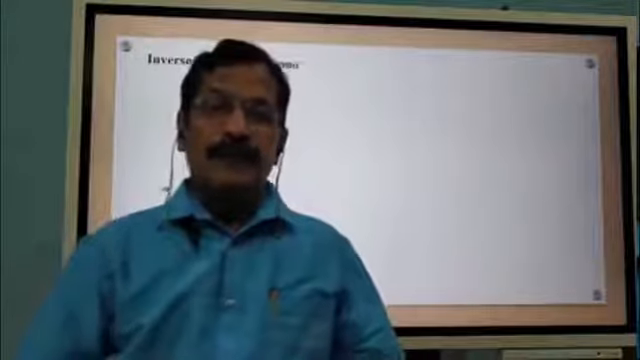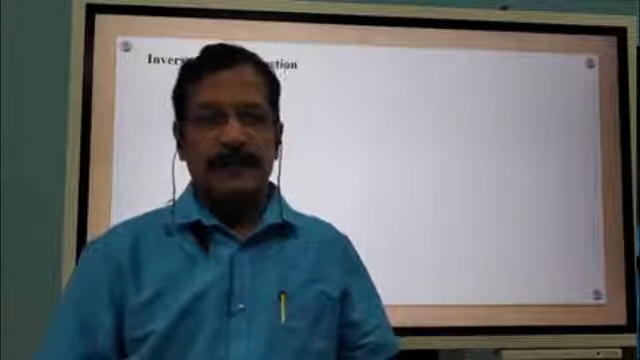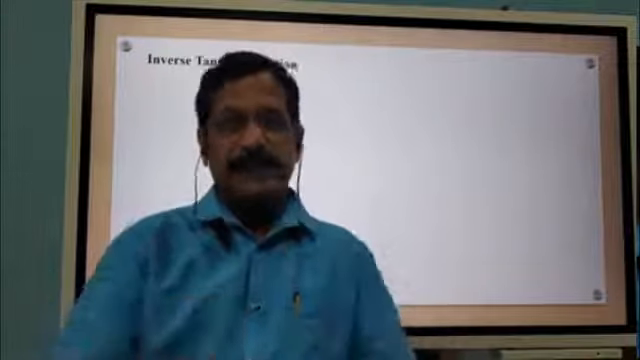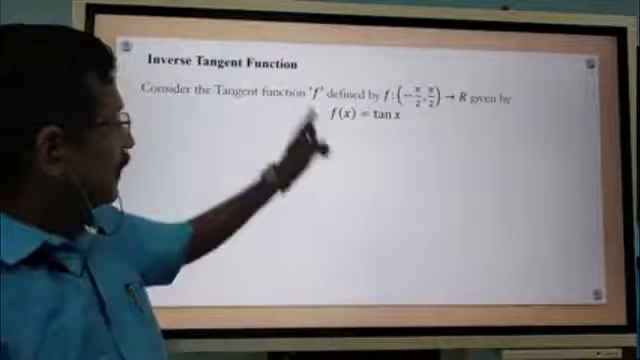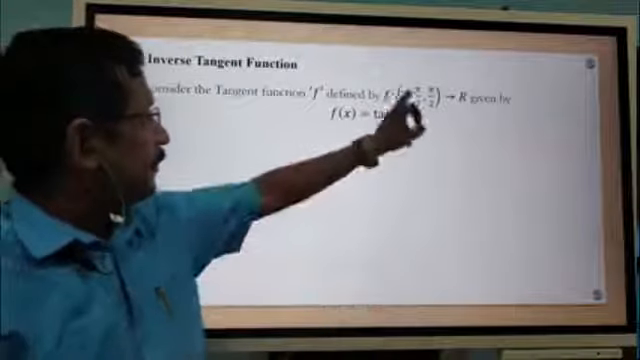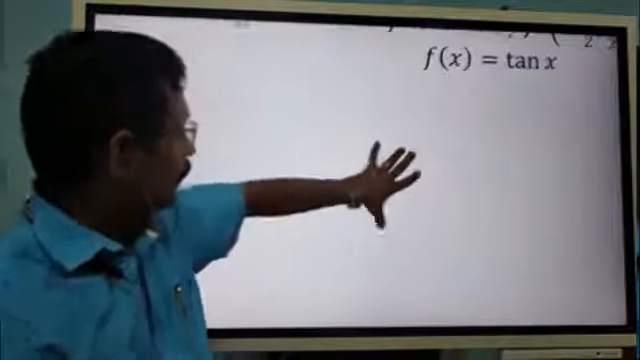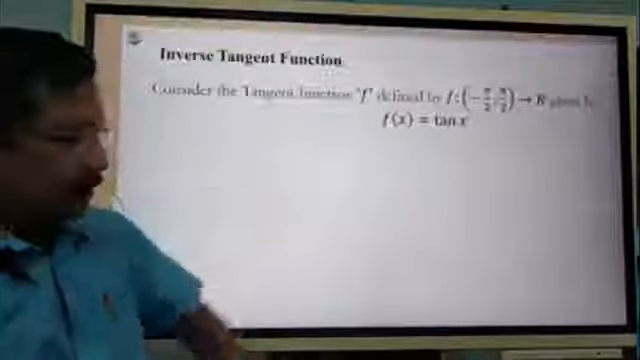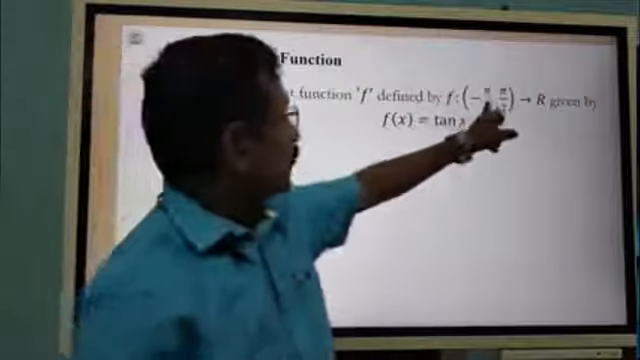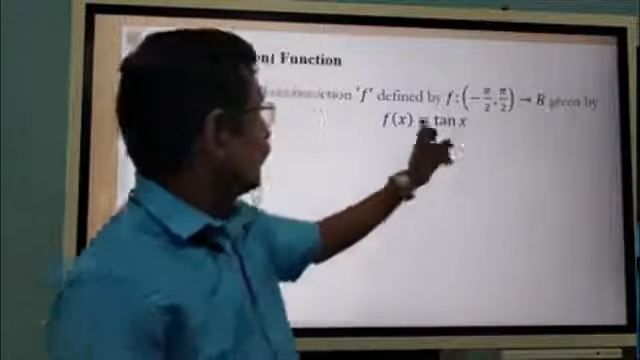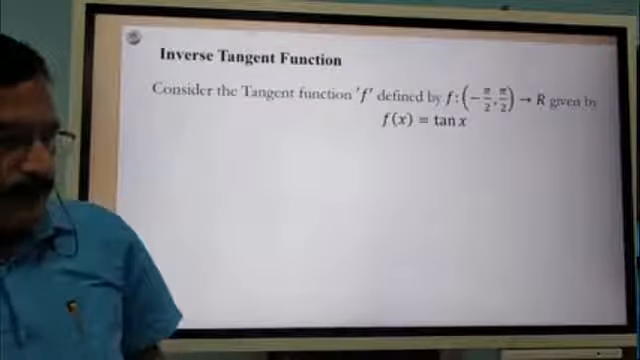Now, let us think about the inverse of the tangent function. Otherwise, we have to define tan inverse. Consider the tangent function f defined from minus pi by 2 to pi by 2 to R, given by f of x is equal to tan x.